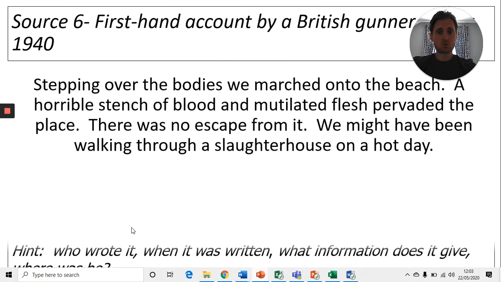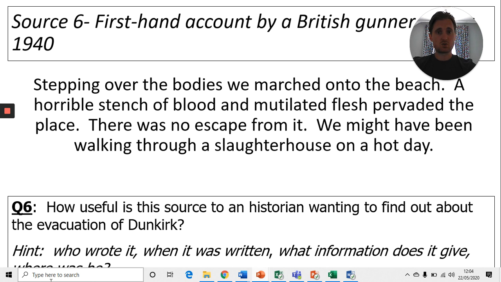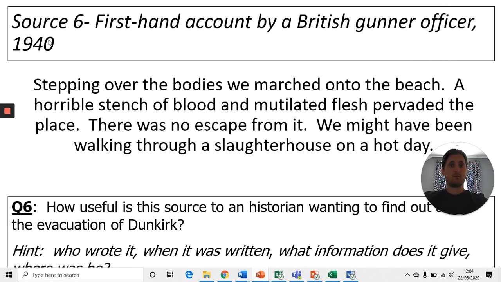So the first source that we're going to look at is this source, and I'm going to have to move myself, is a first-hand account by a British gunner in 1940. And it says, stepping over the bodies, we marched onto the beach. A horrible stench of blood and mutilated flesh pervaded the place. There was no escape from it. We might have been walking through a slaughterhouse on a hot day.